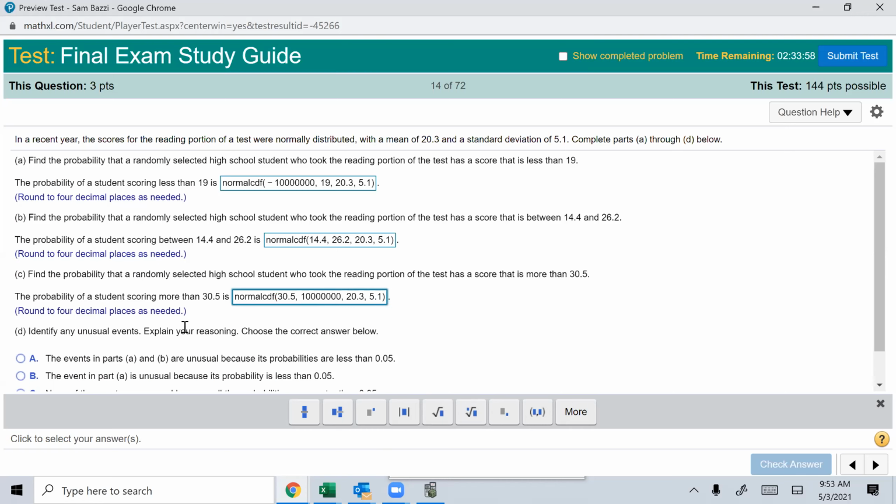Now, identify any unusual events. If any of the answers, guys, is less than 5%, you select it as an unusual event.